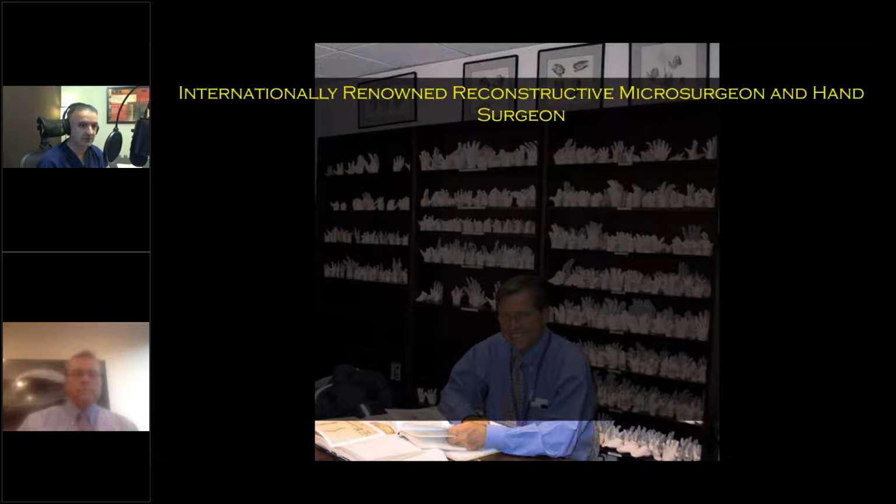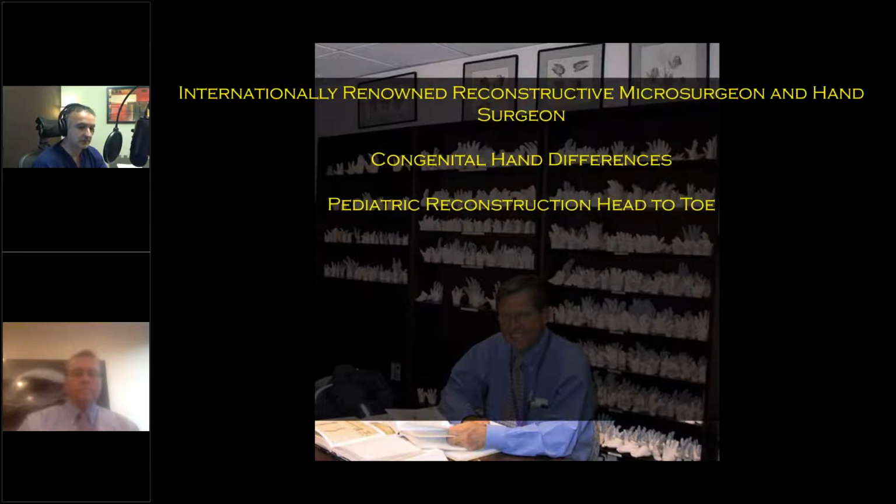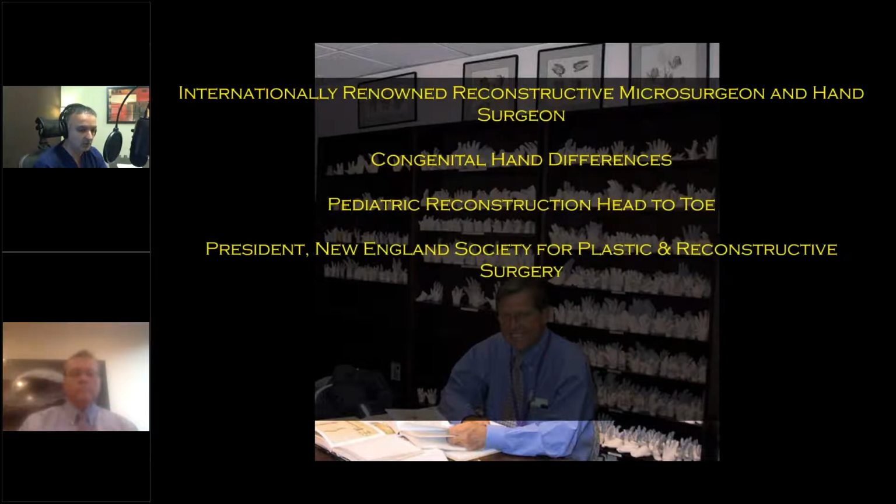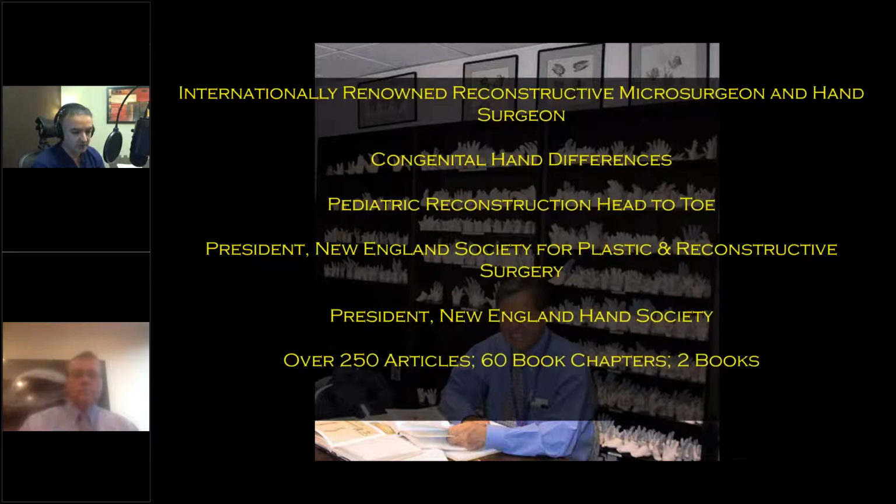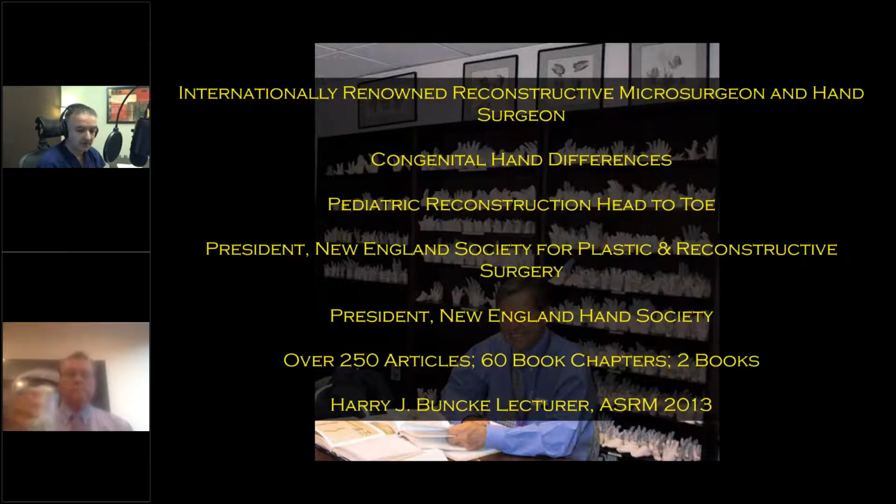He is an internationally renowned reconstructive surgeon and hand surgeon, specializing in many things, including congenital hand differences, as well as pediatric reconstruction from head to toe. He was formerly the president of the New England Society for Plastic and Reconstructive Surgery. He was also president of the New England Hand Society. He has authored over 250 peer-reviewed journal articles, over 60 book chapters, and 2 textbooks. And I'd be remiss to not mention that he also was the Harry J. Buncke Lecturer at the American Society for Reconstructive Microsurgery in 2013, where he delivered a phenomenal lecture that I remember very vividly, many years later.